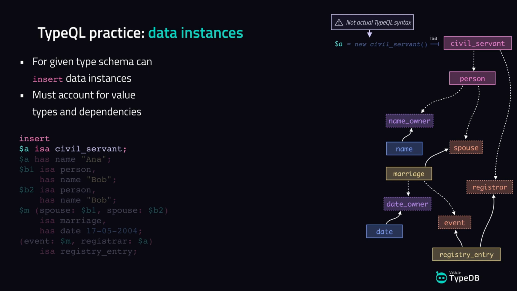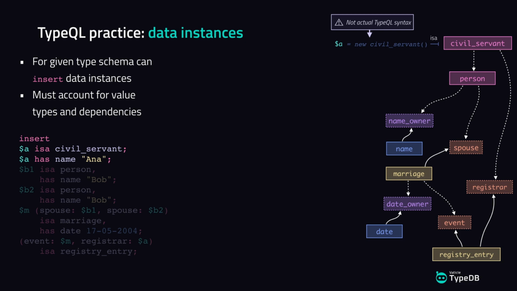We check civil servant as an entity type, so it collects objects. We can simply create a new civil servant object. And I'm illustrating that with this new civil servant syntax, which is not TypeQL syntax. It's only here for illustrative purposes. Once we instantiated that new object, we then assign it to the variable $a.